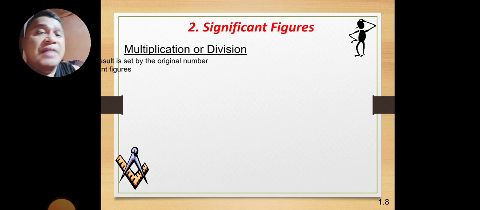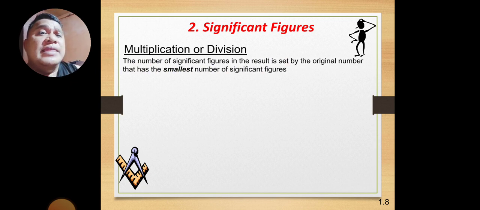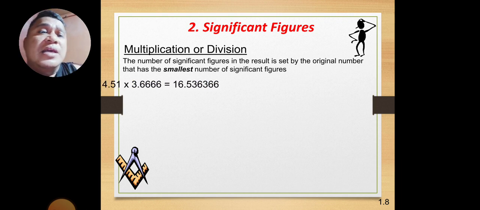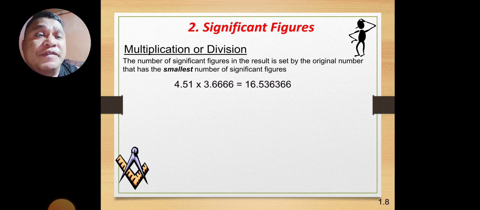Okay, and for the multiplication and division, the number of significant figures in the result is set by the original number that has the smallest number of significant figures. So for example 4.51, how many significant all in all? There are 3 significant, times 3.6666. How many significant total? There are 5 significant. In multiplication and division, you have to count the overall significant. The least overall is the number of significant digits of your answer.